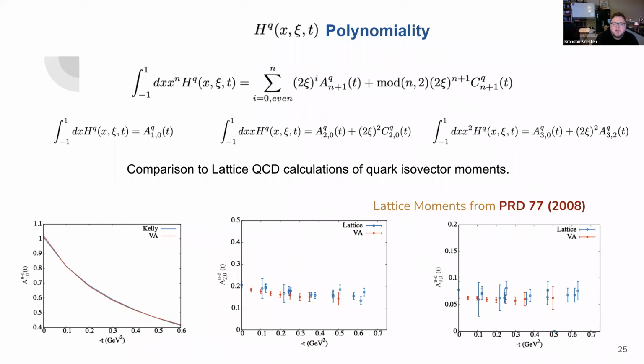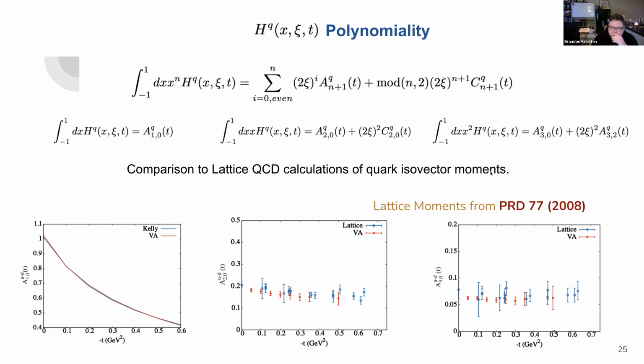So one can look at, for instance, the GPD H and its polynomiality. You know that if you take the integral of Mellin moments of H, you can write it in terms of these gravitational form factors that I showed before. So for instance, the 0th moment of H is just the form factor A10, which is just F1. The first moment involves A20 and C20, which directly tie into those gravitational form factors I showed previously. And then there's the third moment, which are higher moments that can be calculated on the lattice.